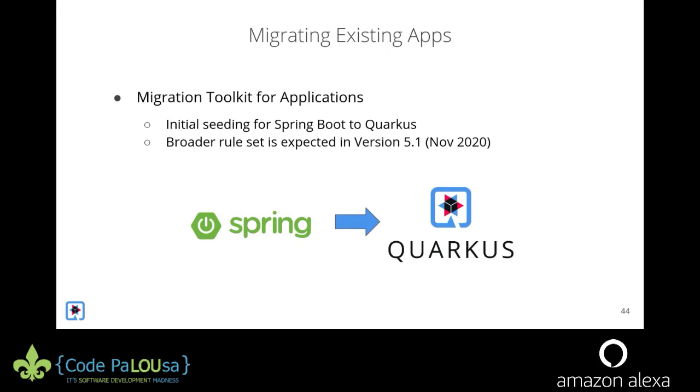So with the tool as it exists today, we've got kind of a minimum viable product seeding for Spring Boot to Quarkus applications. So we've got a minimal set of rules today to help with the migration, but we'll have a much larger, broader rule set in November when we release the next version of the Migration Toolkit for Applications. Again, this is a free tool that you can download and analyze.